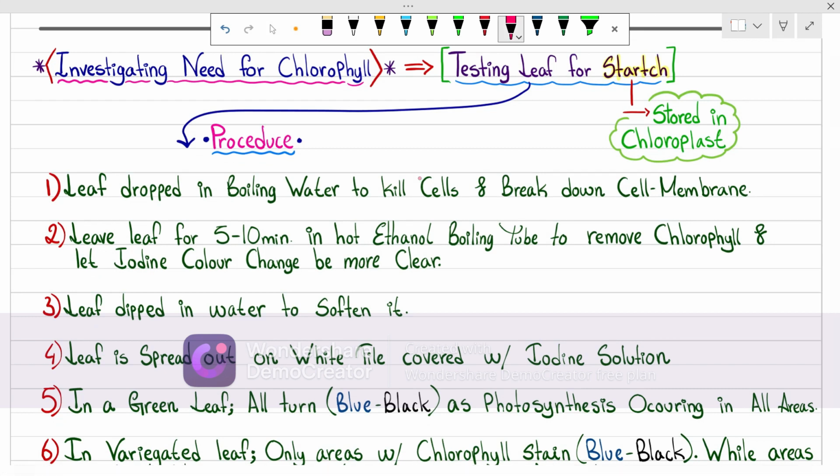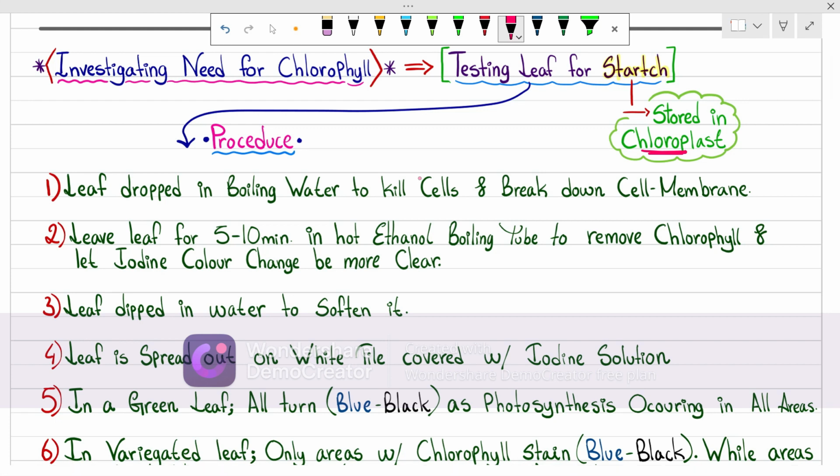Alright, now we're going to begin the experiments for this chapter. The first experiment is investigating the need for chlorophyll. To investigate the need for chlorophyll, we test the leaf for starch. This test is similar to the test in chapter 4, biochemical food test for starch. Starch is stored in the chloroplast of the plant, not in the chlorophyll.